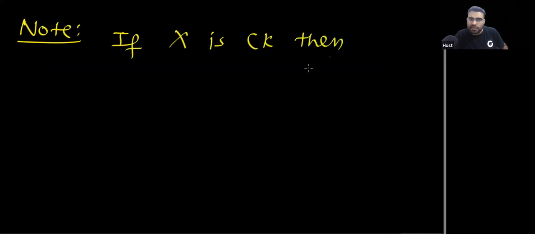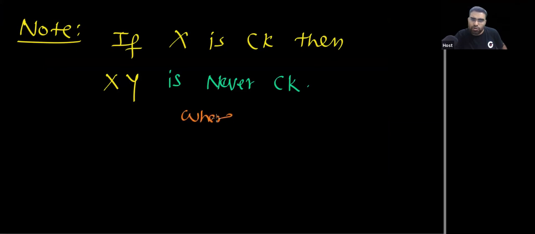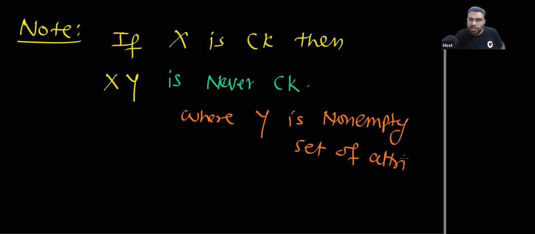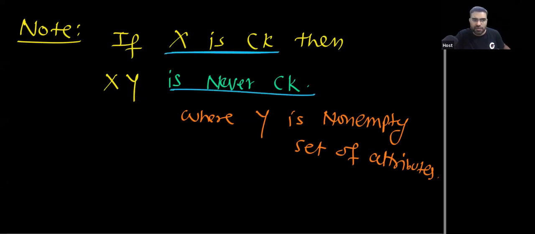So very simple point. Remember that if X is a candidate key, then X, Y is never a candidate key, where Y is a non-empty set of attributes. Is this understood? So you can see, if you know that X is already a candidate key, then its proper superset is never a candidate key. Very simple point.